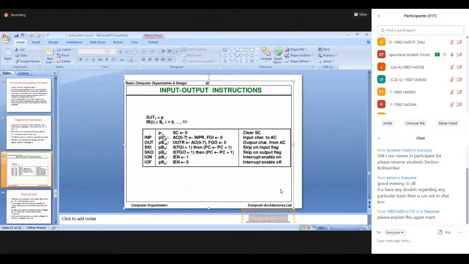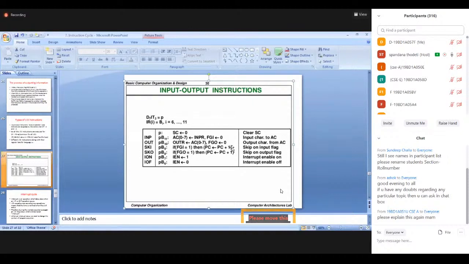Now, if the 11th bit of your IR register is equal to 1, then INP is executed. If the 10th bit is 1, OUT is executed. If the 9th bit is 1, SKI, skip the next instruction on input flag. That means if the input flag, FGI, is equal to 1, then you need to skip the next instruction.